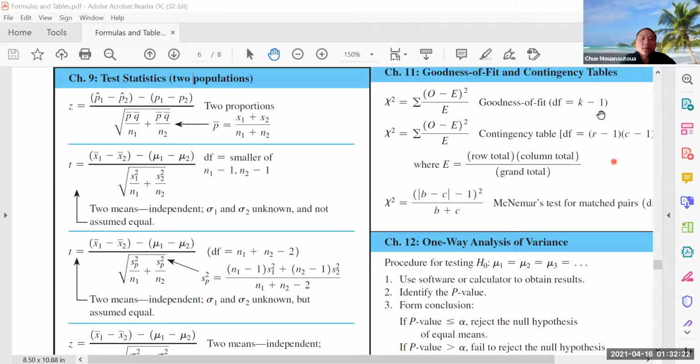So let's go and start that. Okay, so we're gonna start chapter 9 by looking at the formulas for chapter 9.